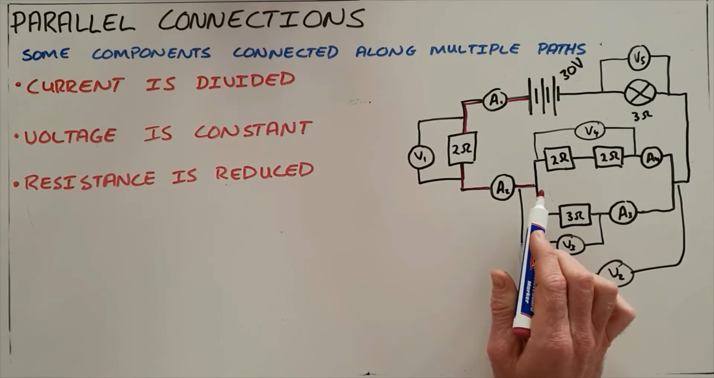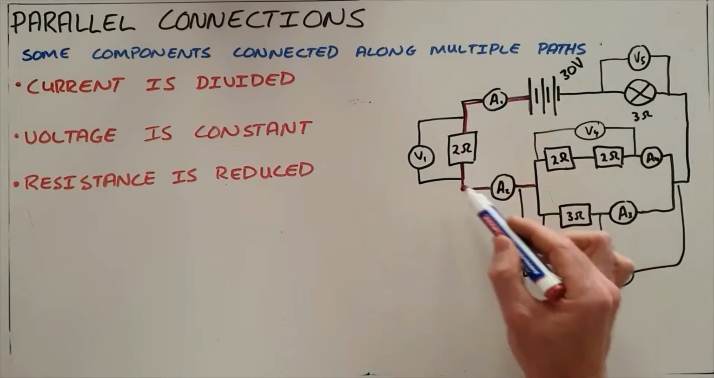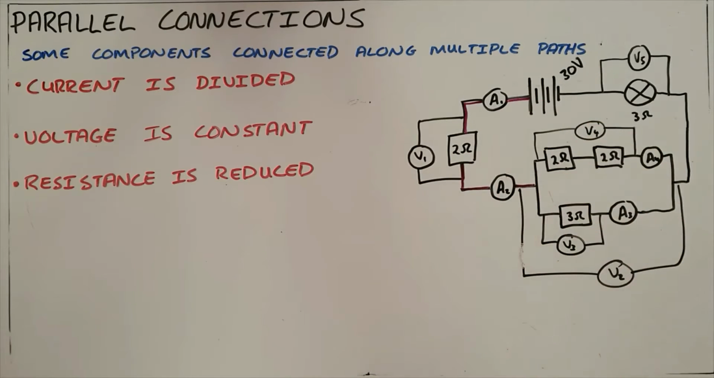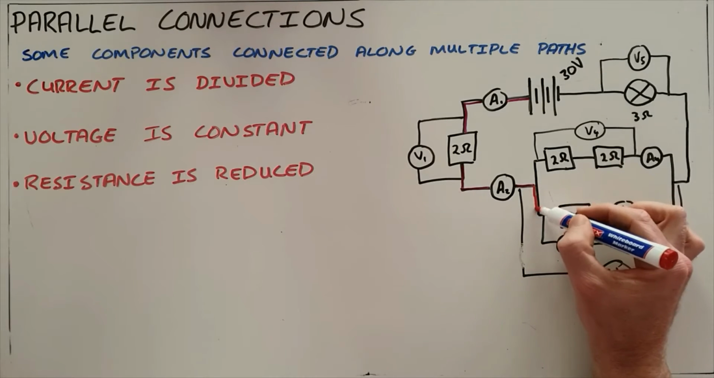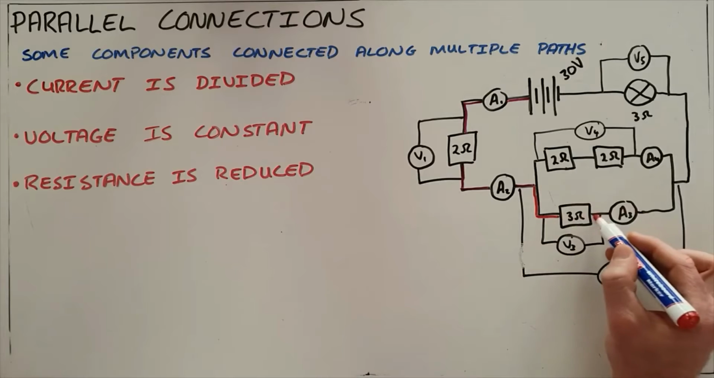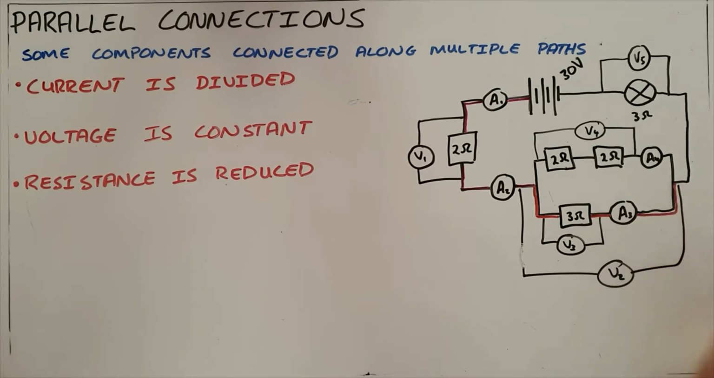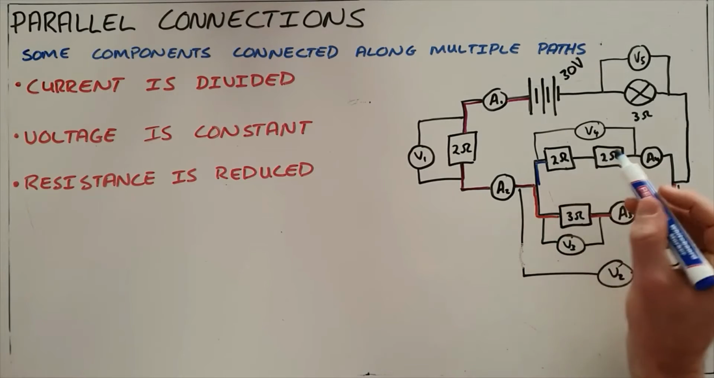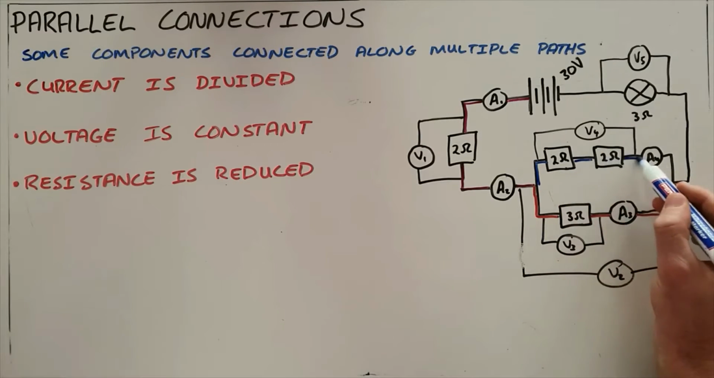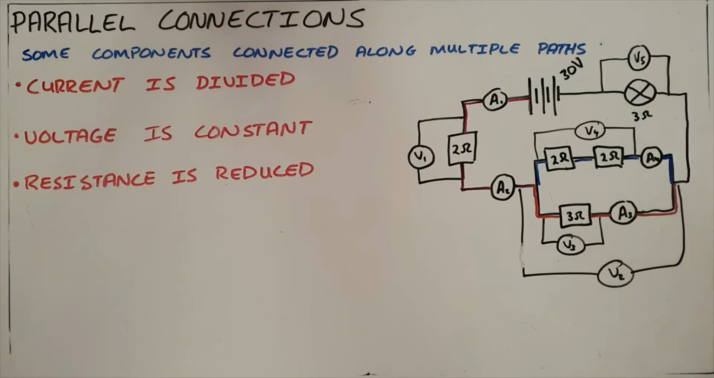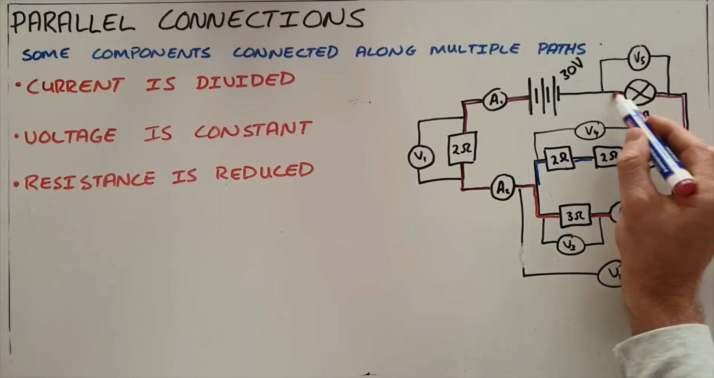The reason for this is that until now the current has not had a choice about the path it follows. But at this point, the current now has a choice to either follow this path, which leads it through the 3 ohm resistor and then ammeter A3, or it can follow this path, which leads it through the 2 ohm resistor, then the 2 ohm resistor, then ammeter A4, and then the current would rejoin again, where it then follows a fixed path through the 3 ohm resistor and back to the battery.